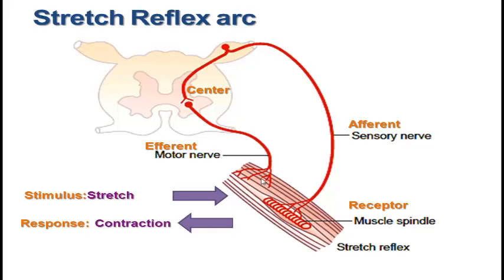So the reflex arc of the stretch reflex: stimulus, stretch; receptor, muscle spindle; afferent, sensory nerve; center, anterior horn cell; and efferent, which is the motor nerve to the stretched muscle.